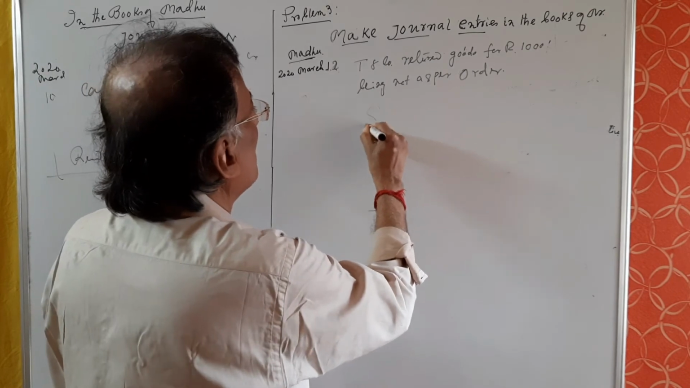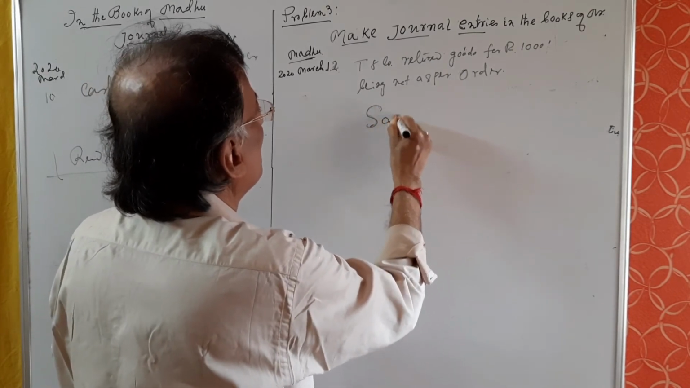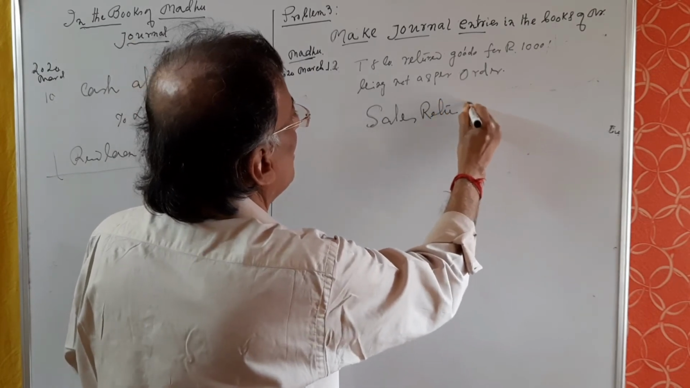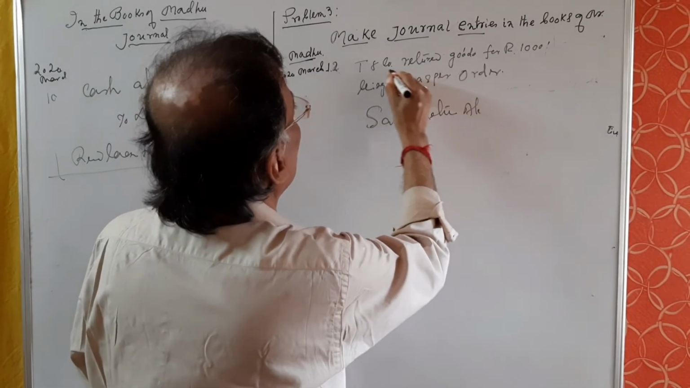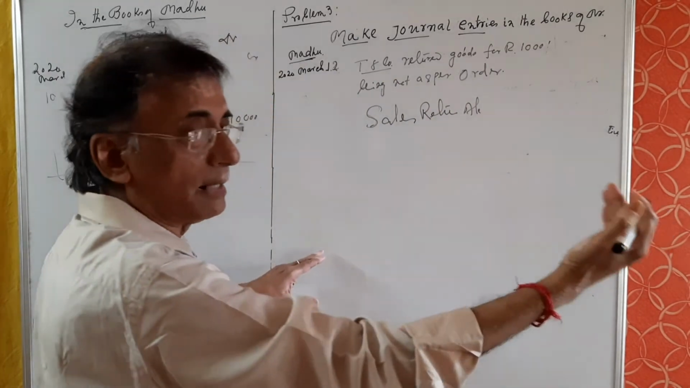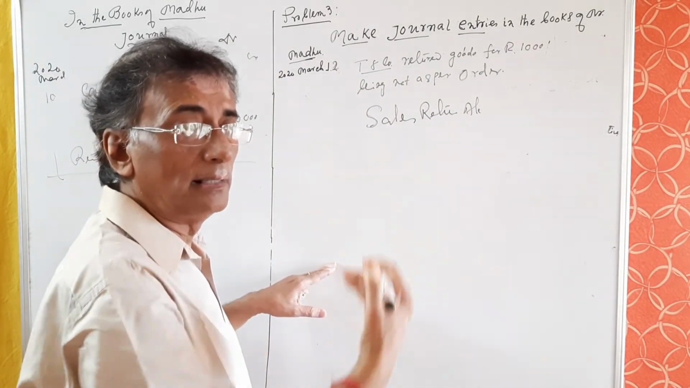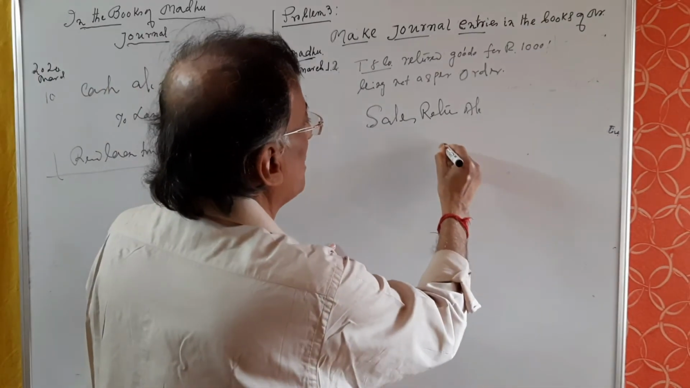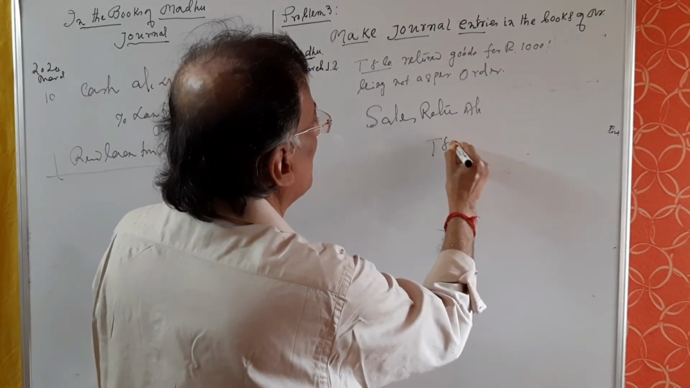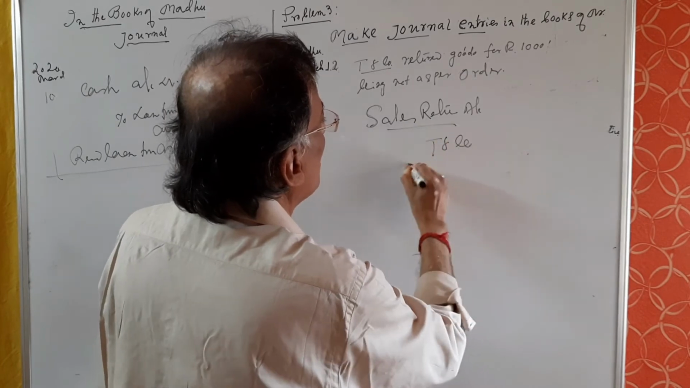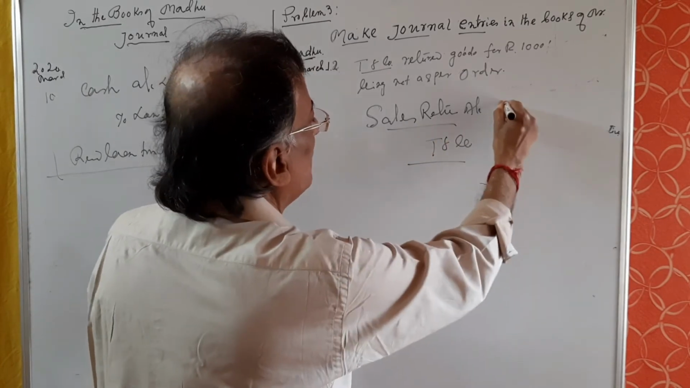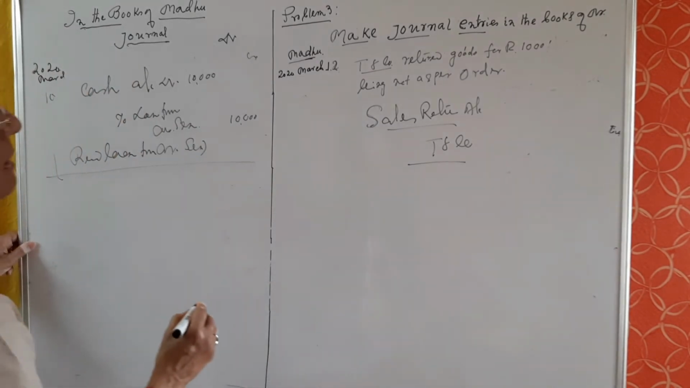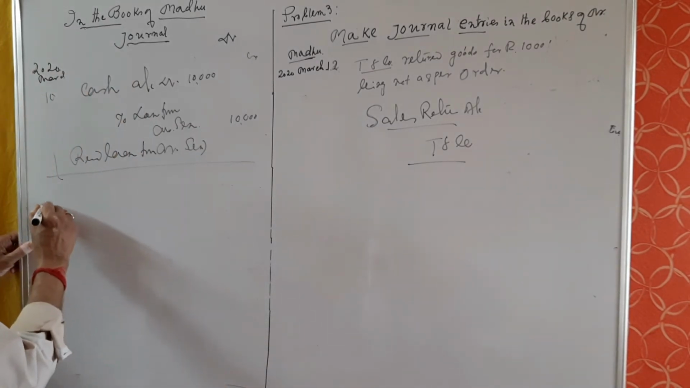One is sales return account, another one is Tea and Company. Tea and Company is refunding those goods to us. So Tea and Company's personal account is to be credited. These are the two accounts. Sales return account is debit, and Tea and Company account is to be credited. So what is the journal entry dated 12 March?